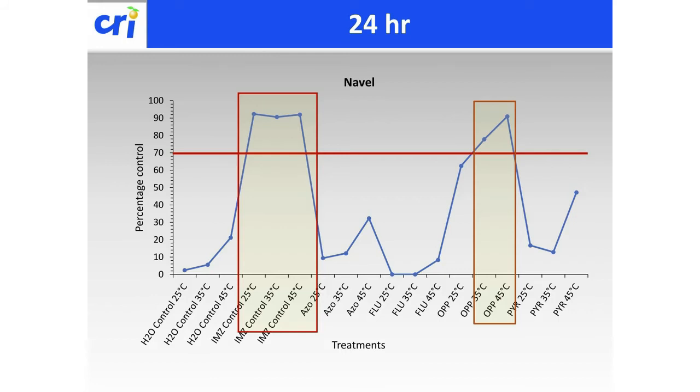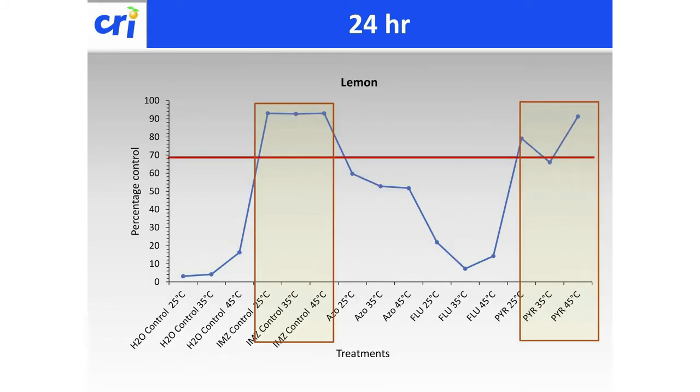Quickly looking at results on lemons. On this slide, we see that pyrimethanil also did as good as Imazalil at 45 degrees Celsius. It also gave good results at 25 degrees. And again, fludioxonil and azoxystrobin didn't do well. While we were racing the season, we couldn't manage to test OPP on lemon, which is what we're going to be doing this year.